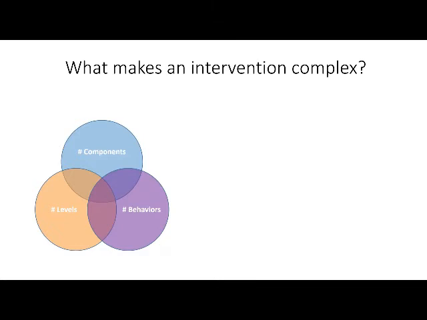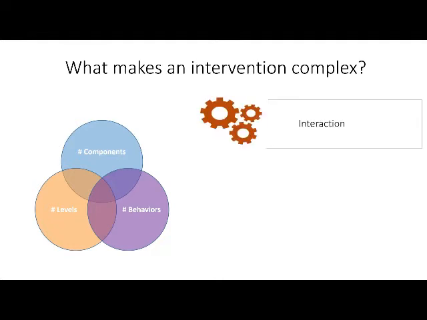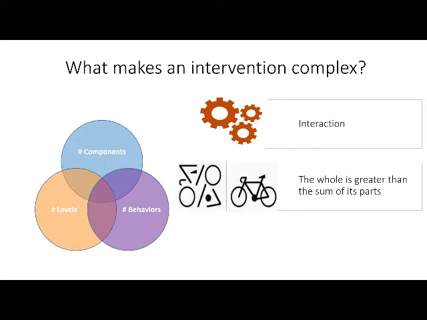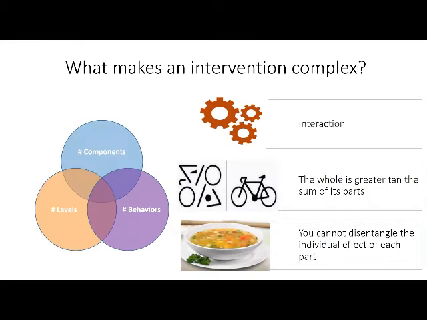And there are some key characteristics that are typical of complex interventions and that we have to take into account. First, the different components of the intervention interact among each other. They are not isolated. Second, if well designed, the whole effect of the complex intervention will be greater than the sum of its components. And finally, you can measure the global, the total effect of the intervention, but you cannot disentangle the individual effect of each component.